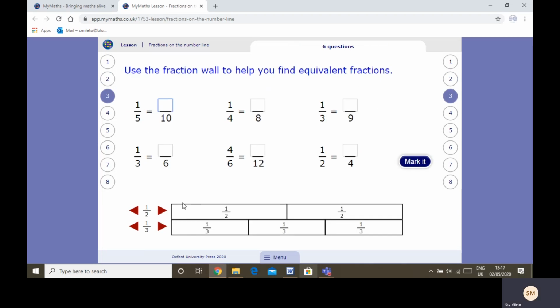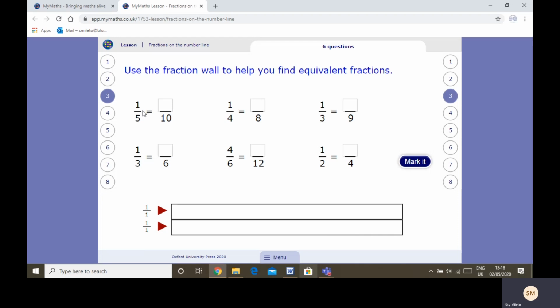So let's have a look. Now, we can use the fraction rule to help us if you want to when you do this, or you can give it a go without using the fraction rule. Okay, so what we do, I'm not going to use this fraction rule. I'm going to take it away. And the reason why is because we're not always going to have a fraction rule, especially not in a test. So we need to know how to work out our equivalent fractions without using one.